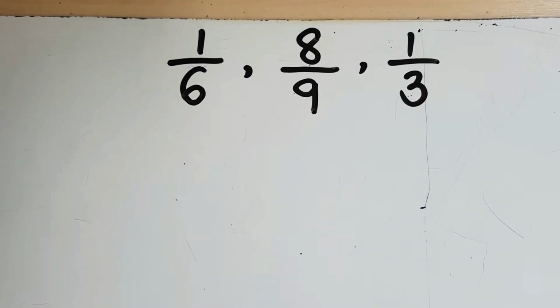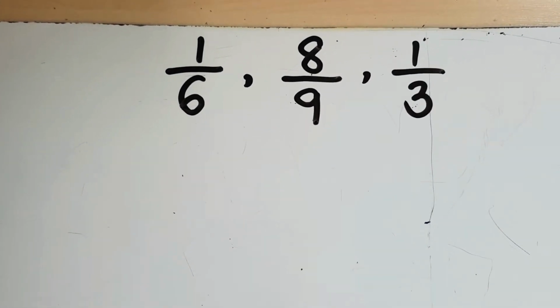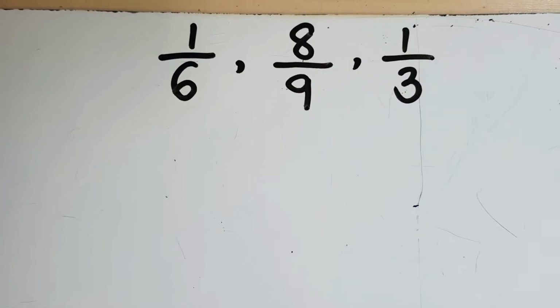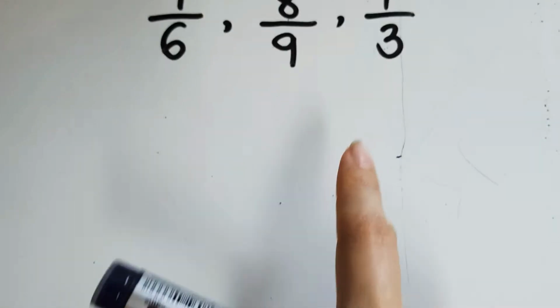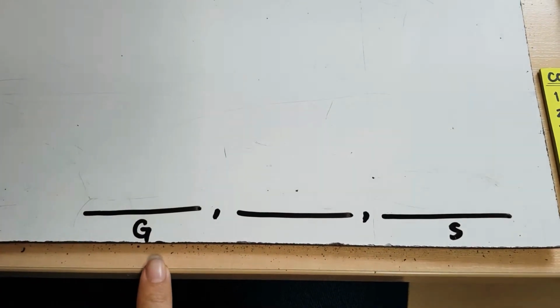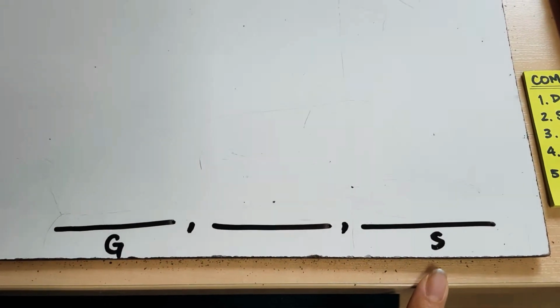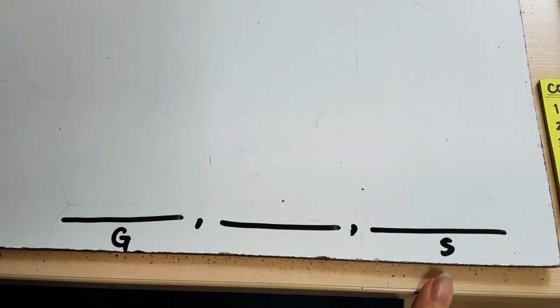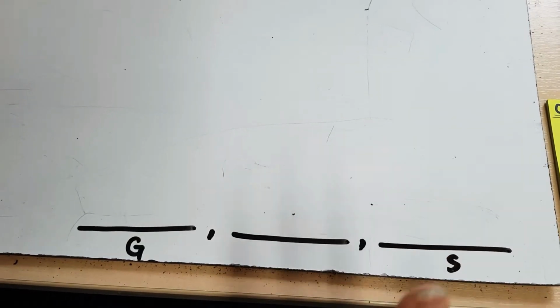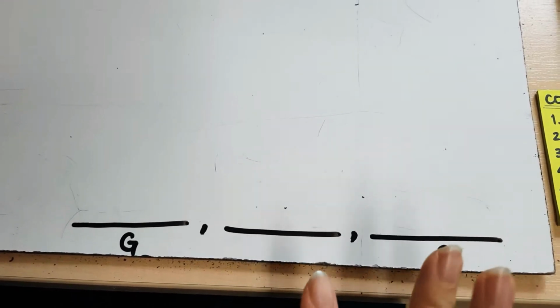Hi everyone, let's move on to our second example. Now we are trying to order these fractions, three fractions, 1/6, 8/9, and 1/3, from the greatest, I put a G here, to the smallest. Now it's always advisable to mark it out if you want from greatest to smallest or from smallest to greatest, so that you do not forget or make a mistake.